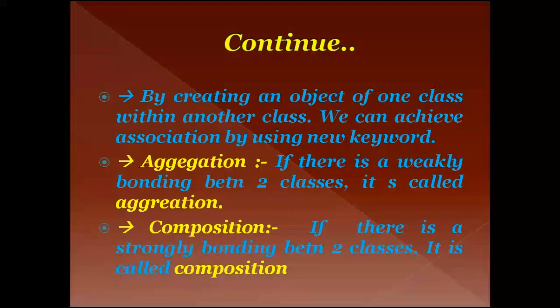Aggregation: if there is a weak bonding between two classes, it is called aggregation. And if there is a strong bonding between two classes, it is called composition. So these are two different things, aggregation and composition. Weak bonding between the classes is aggregation, and strong bonding between classes is composition.